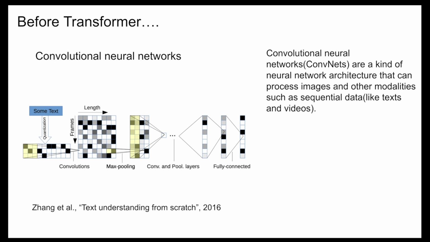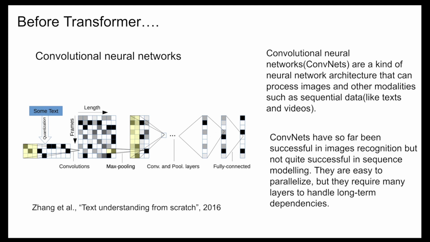The second approach is to use a convolutional neural network. Convolutional networks are a kind of neural network architecture that can process images and other modalities such as sequential data, like you are seeing. Convolutions have so far been successful in image recognition, but not quite successful in sequence modeling for many reasons. The first is that although convolutional networks can be parallelized, which means they work well on modern GPUs, they require many layers to be able to handle long-term dependencies.